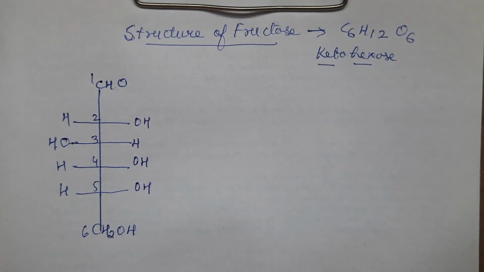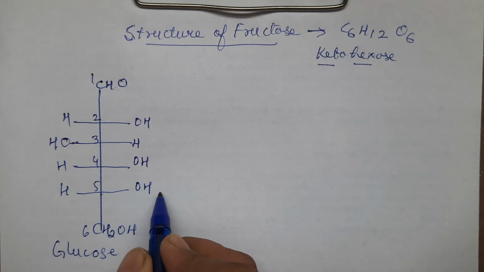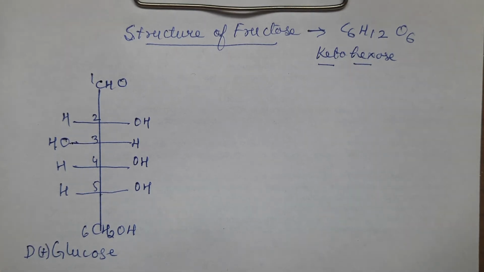This is the glucose structure. And which glucose is it? On the 5th carbon atom, OH is on the right hand side. So it is D glucose, and we know it is plus, it is dextrorotatory, right? So there are certain changes to be made in the glucose structure, and then you can draw the fructose structure easily.